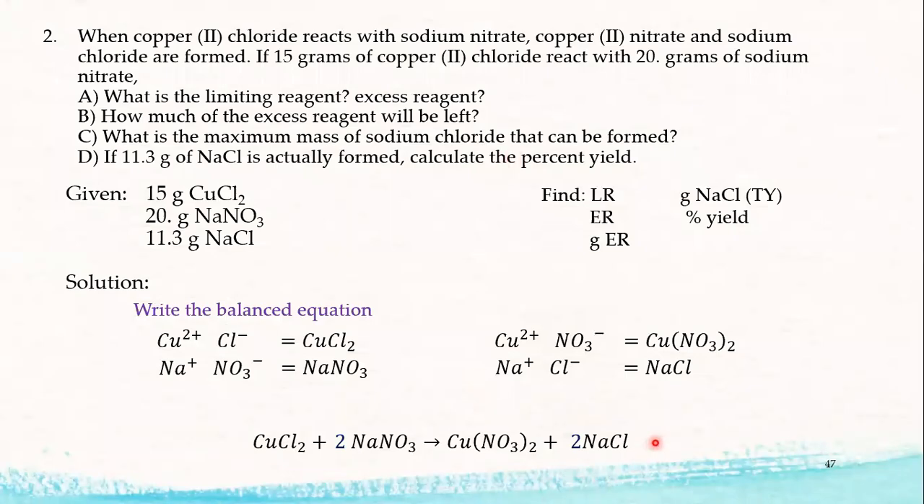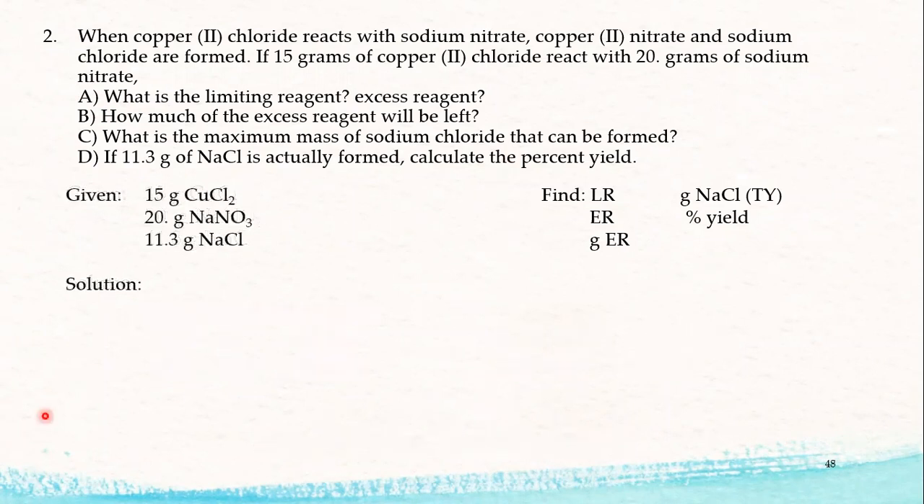So now that we have already established our balanced equation, we can now try to solve the first question, which is the identification of the limiting and the excess reagent. To do so, we need to convert all of our masses of reactants into moles. To do so, we need to divide each of the masses with their respective molar mass.